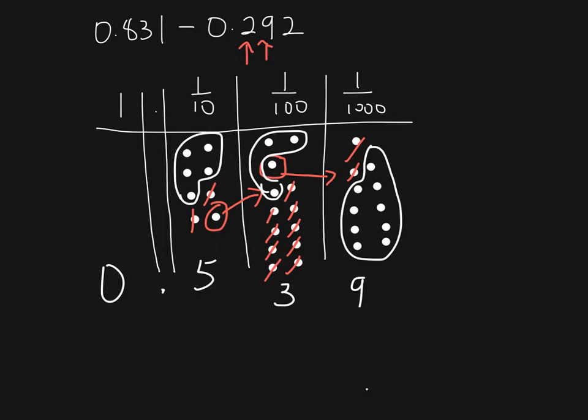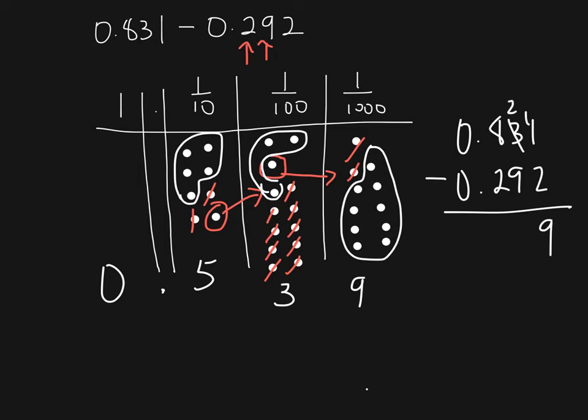Now we're going to use the written method. 0 and 831 thousandths, subtract 0 and 292 thousandths. I cannot take 2 away from this 1, so I've got to turn it into 11. 11 minus 2 is 9. I cannot take 9 away from 2, so I'm going to have to turn that one into 12. And 12 minus 9 is 3.